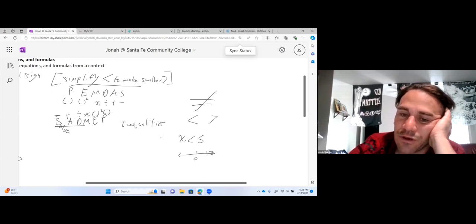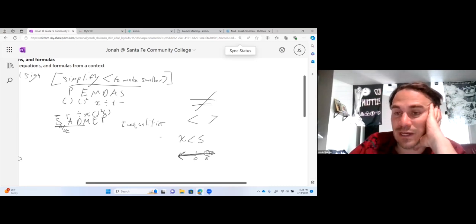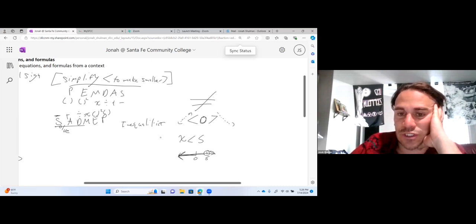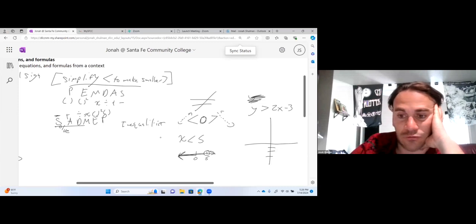That's 0. This is 5. Anything less than this is going to work. Now, every time we have one of these, it's an open circle. Also, it means we have dotted lines. So if there's an equation, let's say it's y is greater than 2x minus 3, right? Simple equation. So minus 3, boom, boom, boom. That's how we draw the line down 3.